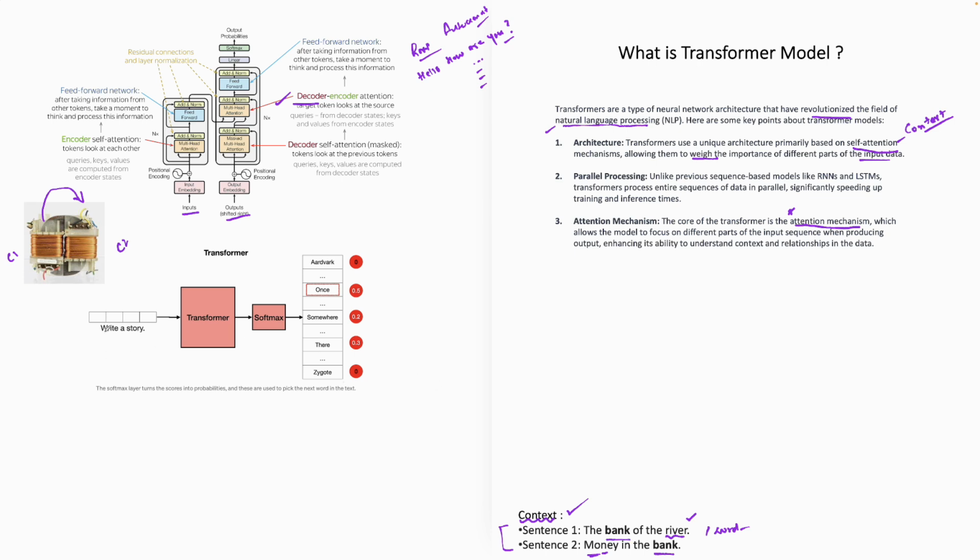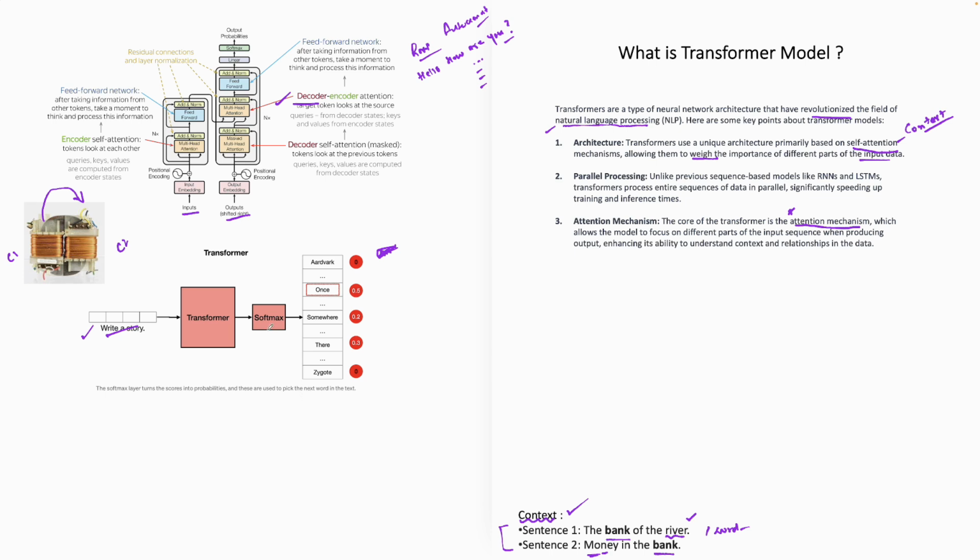Now here again, we take the example of writing a story. Let's say you are telling your transformer model, can you write me a story. 95% or 98% of the time, you will see that whenever we start a story, we always say once upon a time. So we always start with once upon a time. That is the concept of how the transformer works.